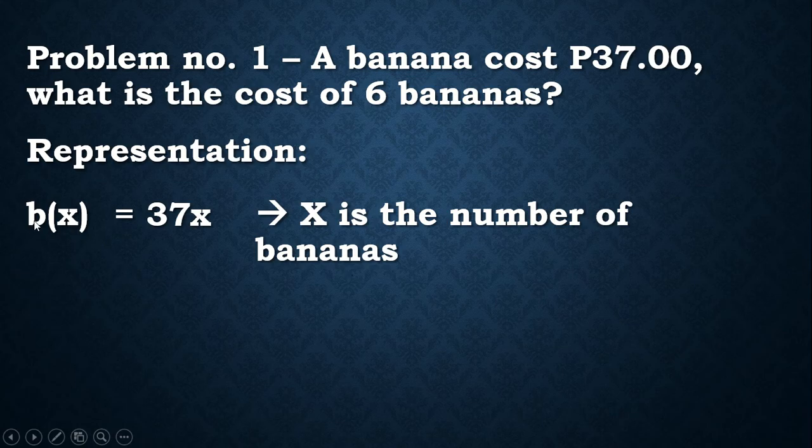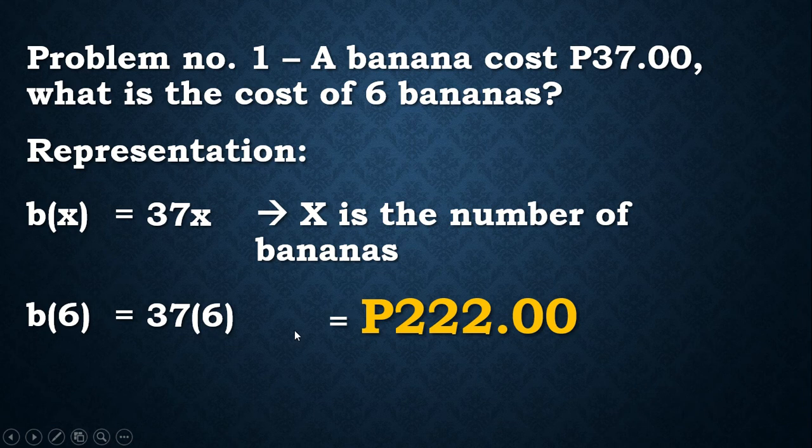B, you can use here any alphabet letter. So we can substitute the value of x by 6. And then we compute 37 pesos times 6 bananas, and we have 222 pesos for 6 bananas. This is problem number 1.